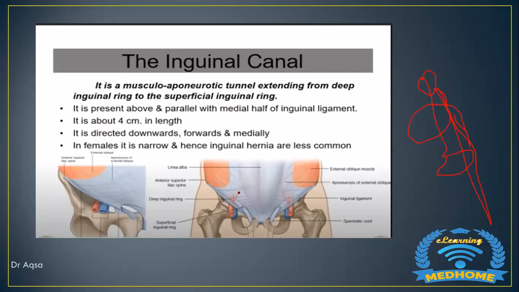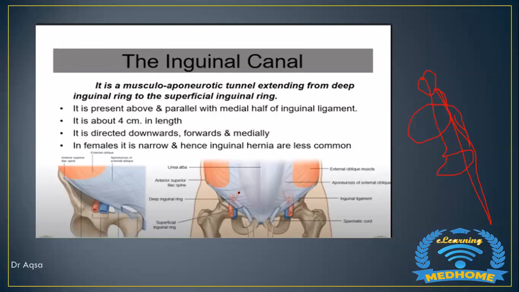And what is the length of the inguinal canal? It is measuring about 4 centimeters in length. This was a very recall question when it came in 2012, asking what is the length of the inguinal canal. So the correct answer is 4 centimeters in length.